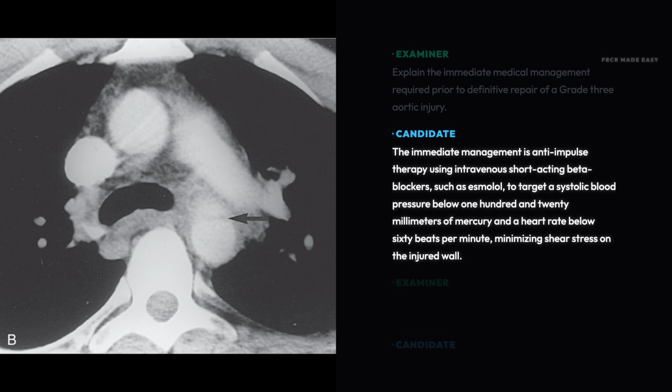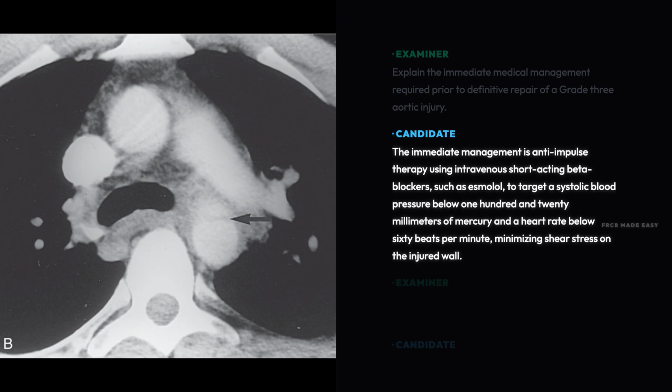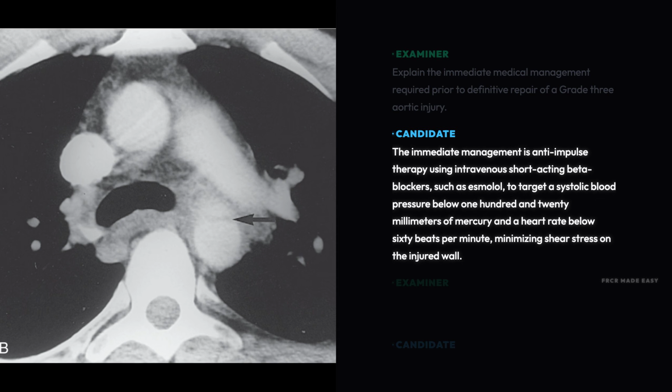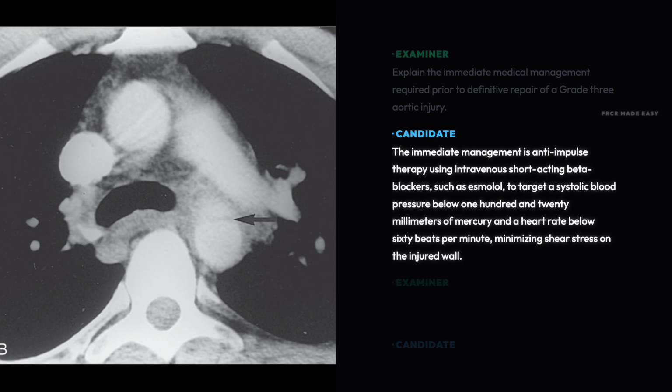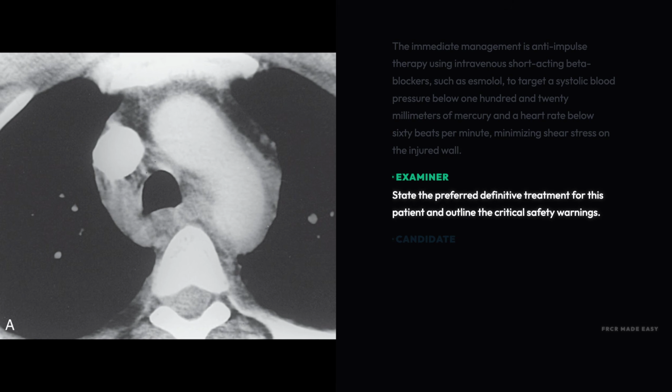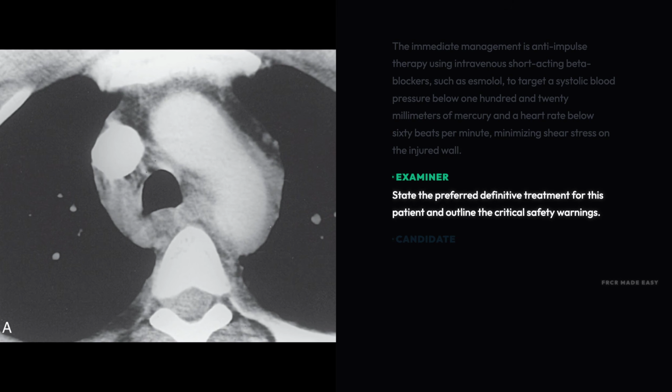The immediate management is anti-impulse therapy using intravenous short-acting beta blockers, such as esmolol, to target a systolic blood pressure below 120 millimeters of mercury and a heart rate below 60 beats per minute, minimizing shear stress on the injured wall. State the preferred definitive treatment for this patient and outline the critical safety warnings.